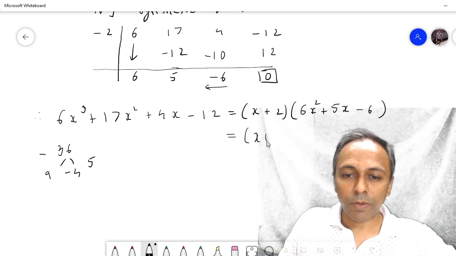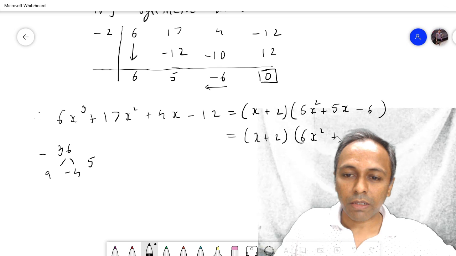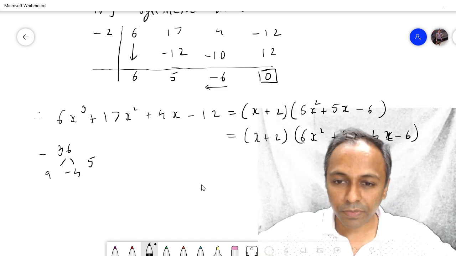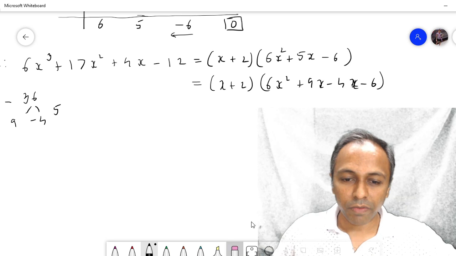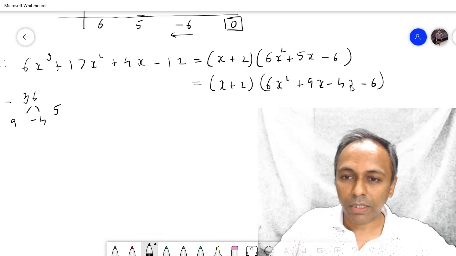So it becomes x plus 2 into 6x square plus 9x minus 4x minus 6. ये x है. We can now work it out. ये तो आप लोग को आता ही है.